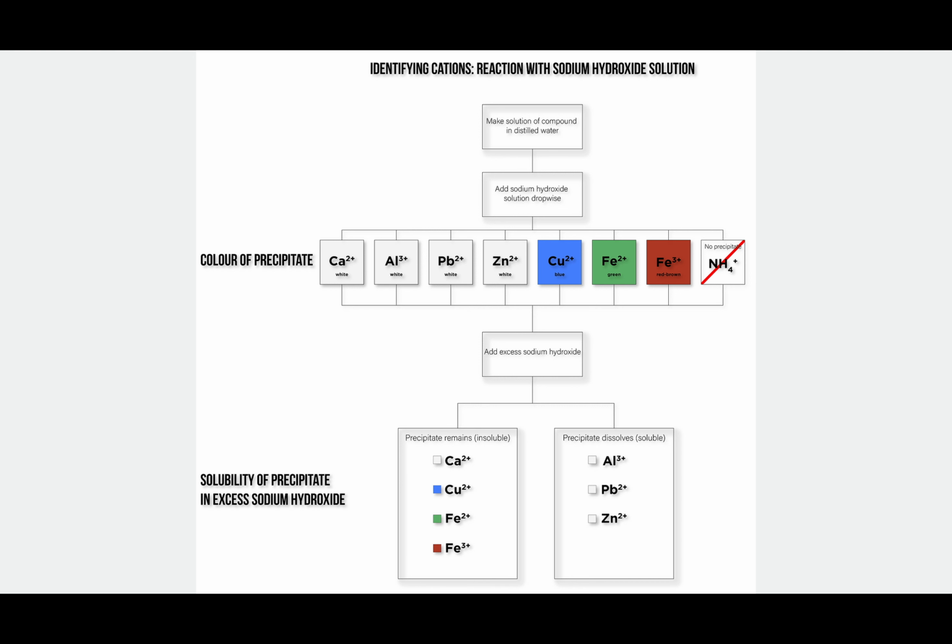It will be completely insoluble, right? Copper and the iron will just remain completely insoluble, while the precipitates for aluminum, lead, and zinc will dissolve. So with a small amount of sodium hydroxide, all will form precipitates except for ammonia.